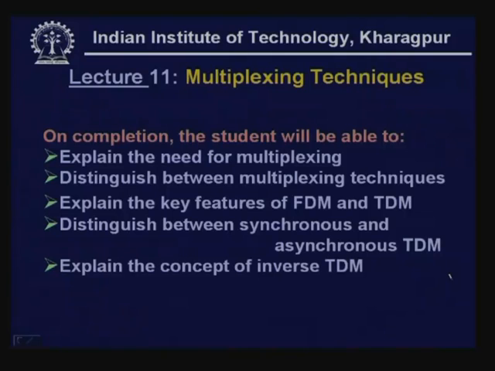On completion, the students will be able to explain the need for multiplexing, that is why multiplexing is needed. They will be able to distinguish between multiplexing techniques, what are the different multiplexing techniques. They will be able to explain key features of frequency division multiplexing, and also the key features of time division multiplexing. They will be able to distinguish between the two types of time division multiplexing, one is known as synchronous, another is known as asynchronous. And finally, they will be able to explain the concept of inverse time division multiplexing.